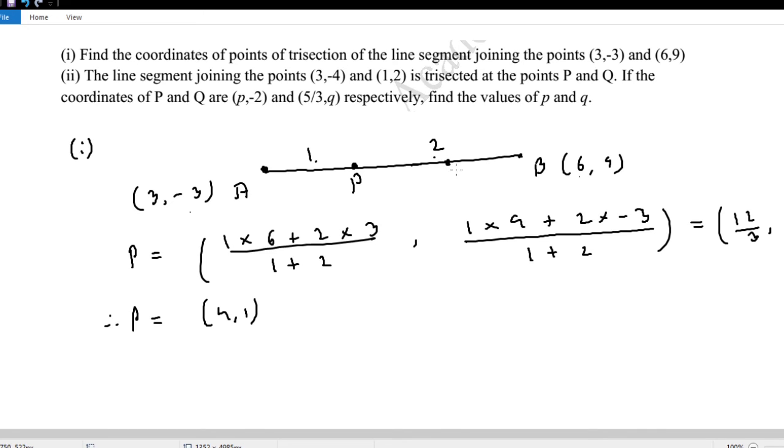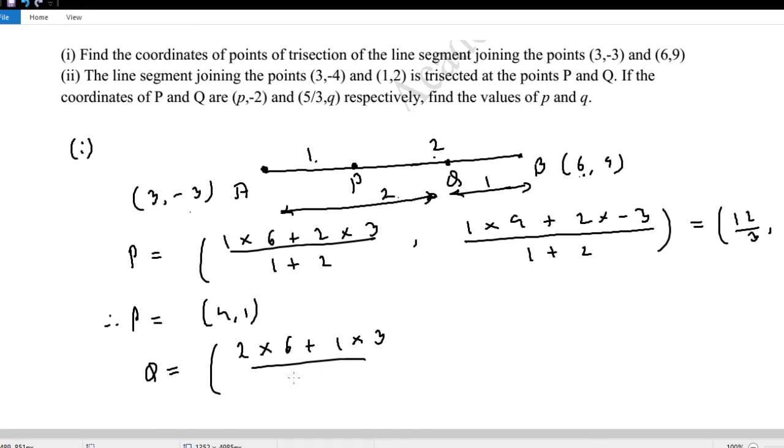In a similar manner, do not forget to take point Q, which divides AB in the ratio of 2:1. You can ignore P in this situation. So this time for point Q, your section formula will be 2 times 6 plus 1 times 3 upon 1 plus 2. Similarly, the y coordinate: 2 times 9 plus 1 times -3 upon 1 plus 2.